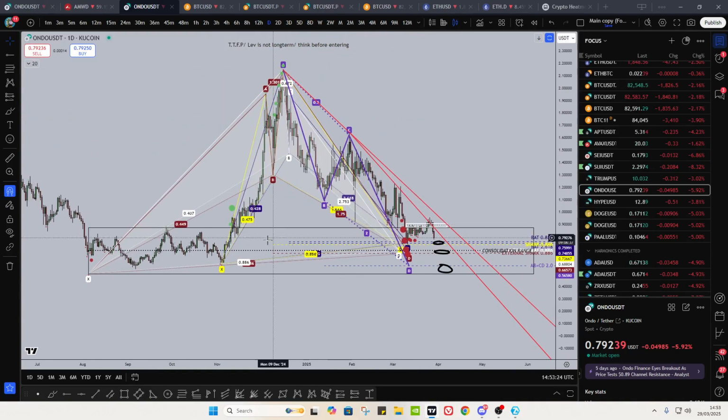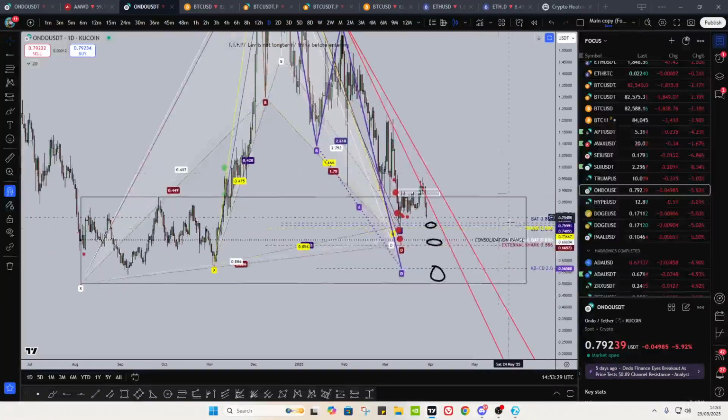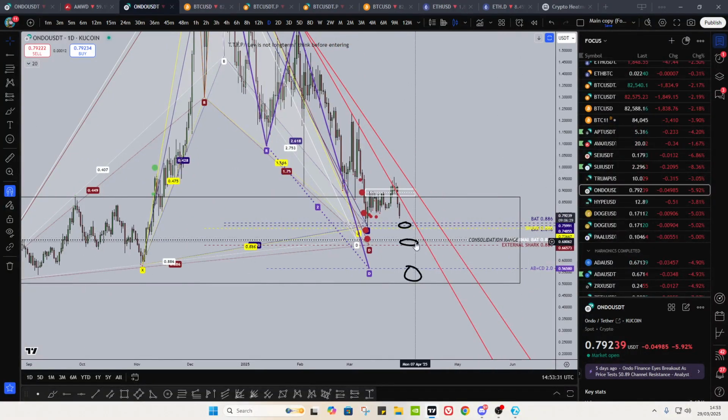A lot of confluence, M shapes, right? Bigger M shapes, inner M shapes, ABCDs. A lot of confluence for Ondo at these areas, right? So just something to watch for.